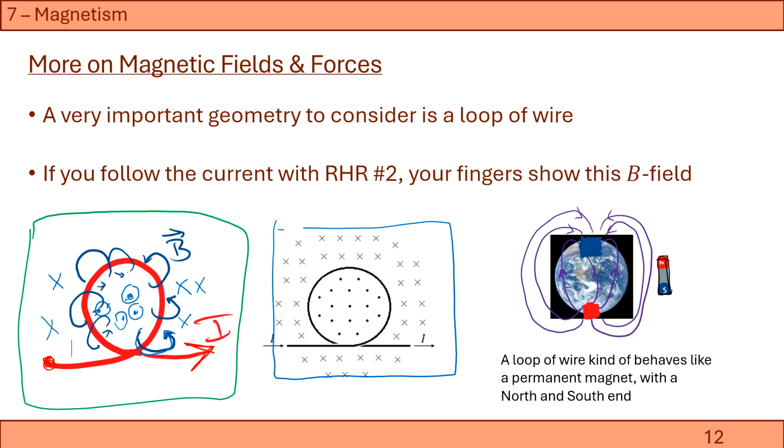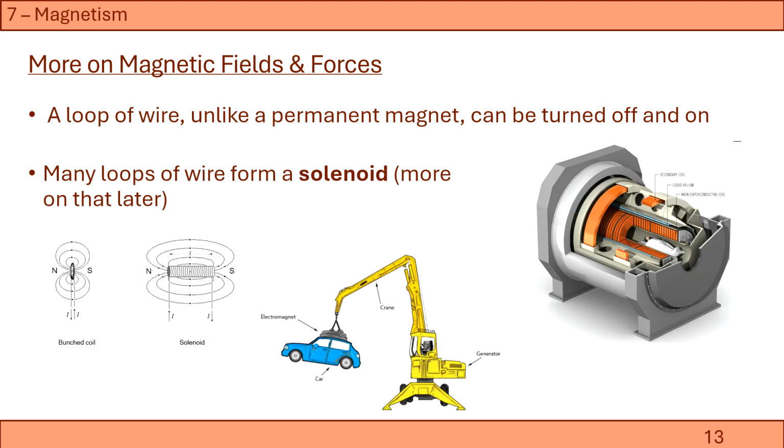A single loop of wire, what we'll find, kind of behaves like a magnet, okay? If you put a loop of wire on its side like this, well, let me do this in red actually, since that's the color we use for the current. But anyways, if you have a loop of wire like this, it's going to form a magnetic field which points up inside, a lot like a north and a south end of a magnet.